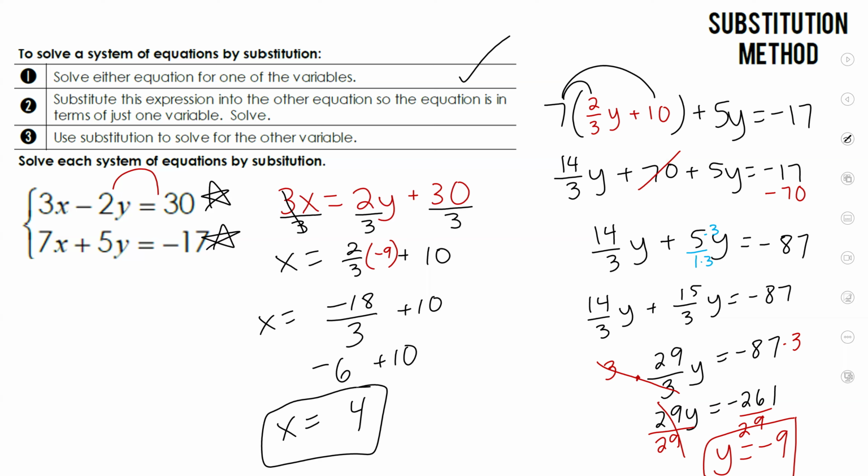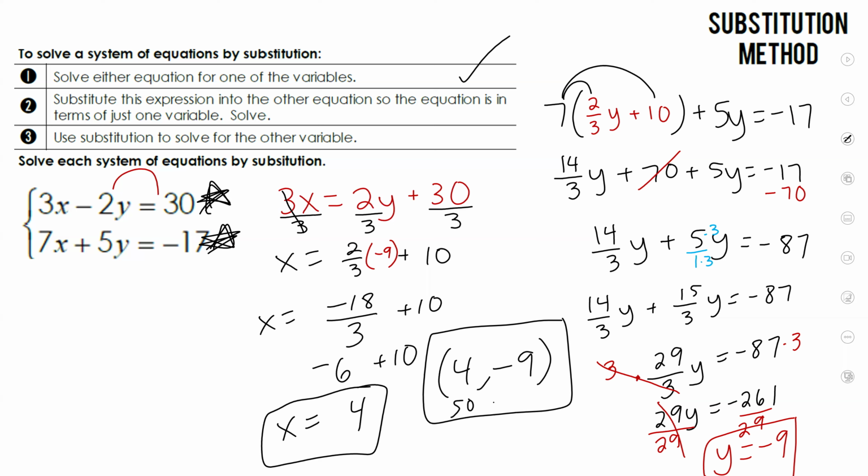So that is the point where they intersect. They intersect at 4, negative 9. This is where these two lines, if you graph them, will intersect at this point. That is your solution. Okay, so we learned the substitution method. Next, I'm going to show you the elimination method.